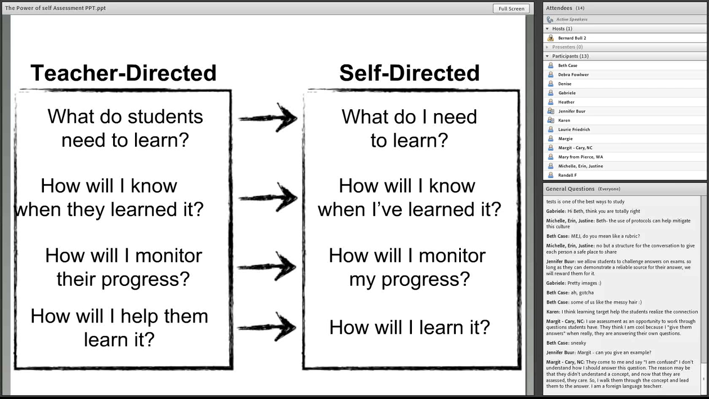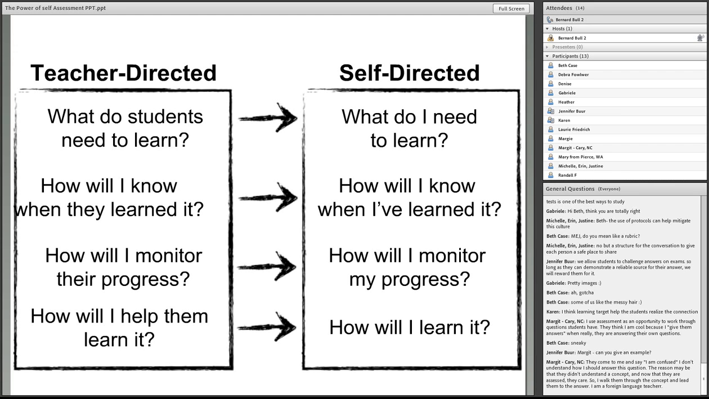The second one, though, is how will I know when they learned it? And that's where the teacher is asking about some kind of summative or final assessment. What will the students do to show that they've actually met this goal or this objective? That's the teacher-directed. The self-directed learner, though, is asking the question, how will I know when I've learned it? So this is the learner who's actually trying to establish some kind of criteria that will be used to determine when they've achieved a given goal.